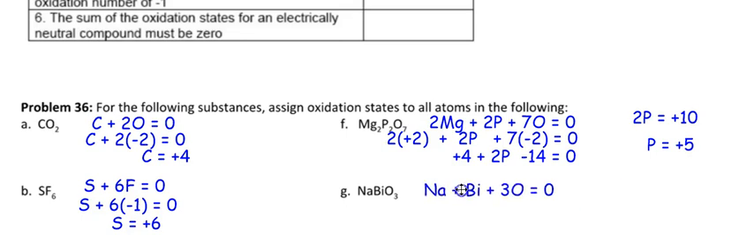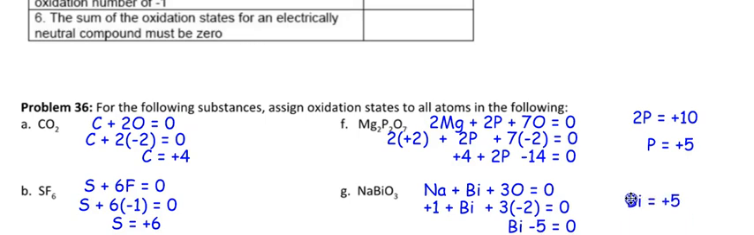So here's my sodium plus bismuth plus 3 oxygens. Do I know anything about sodium? Yes, it's a monatomic ion. Do I know anything about bismuth? No, I don't. All right. Do I know anything about oxygen? Yes, I do. It's -2. So I can do this. What is +1 minus 6? I believe it is -5. So add a +5 to both sides, and I get bismuth has an oxidation number of +5.